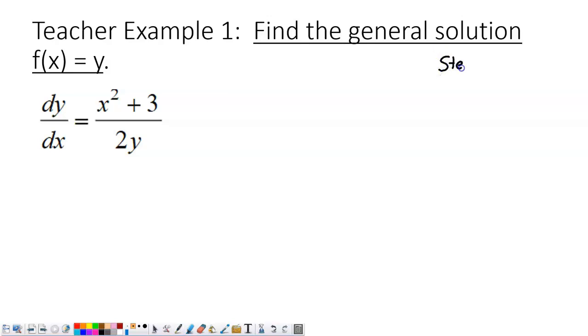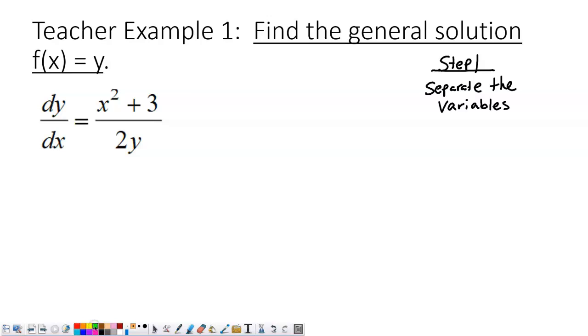And I would highly encourage you guys to write these steps down. Separate the variables. Okay, what do I mean by that? Well, as you can see, we have x's and we have y's. So what you want to do is you want to get all the y's on one side of the equation and all the x's on another.